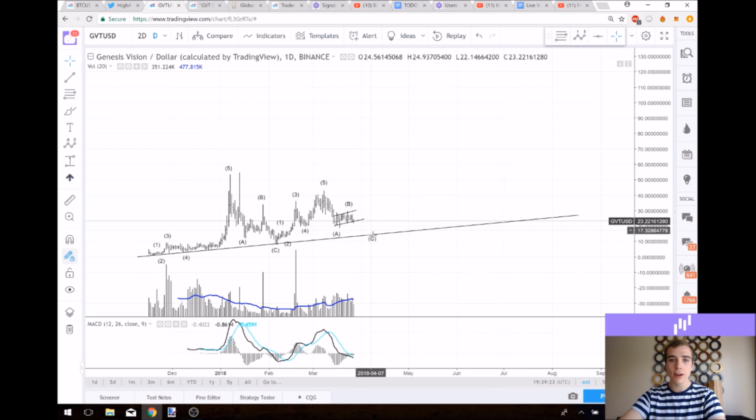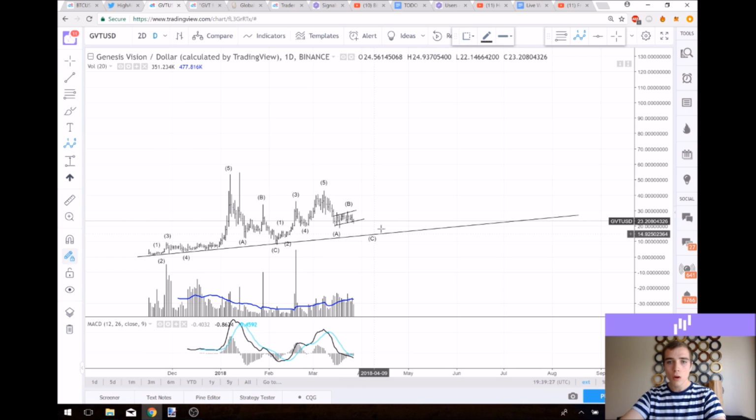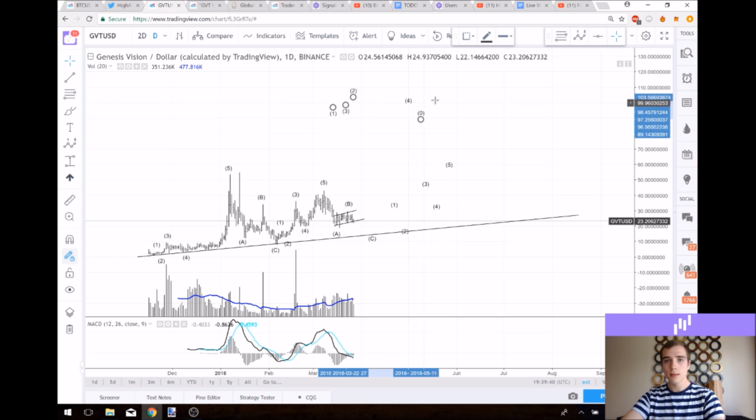Now, of course, if it goes this low, this would still allow us to have a 1 and a 2 and a 3 and a 4 and a 5 up to our targets. So either way, we still hit our target. Even if we go for another lower low, it's likely to hit that target.